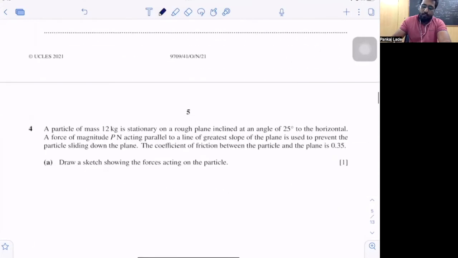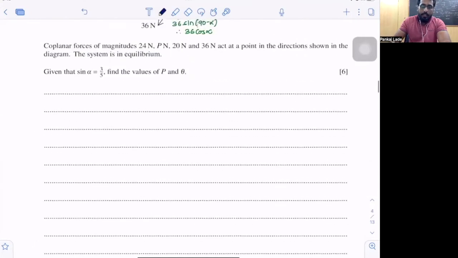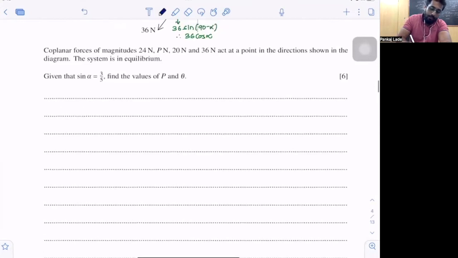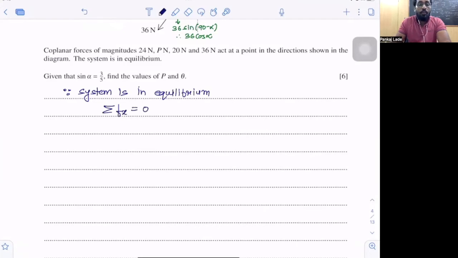We have plenty of space here, right? The entire page is available. So I'm going to write here, since the system is in equilibrium, summation of Fx must be equal to 0. That means the sum of all the x components of the forces should become equal to 0. And summation of Fy will also become equal to 0. Summation of all the y components of the forces is also going to be equal to 0.